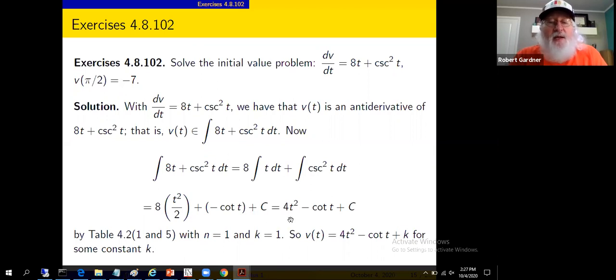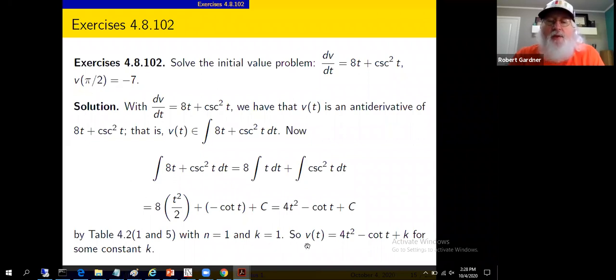It simplifies a very little bit. The 8 and the 2 cancel to give us a 4, but there you go. There's the indefinite integral. Are we done? No, first off, that's not a function, and we're looking for a function. That's an indefinite integral. That's a set of functions, so that's a problem. And also, we haven't addressed the initial condition.